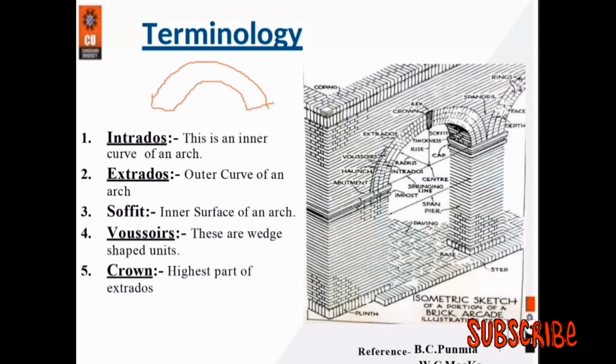These are wedge-shaped units, maybe bricks, maybe stones. With wedge shape, a proper arch is formed. These are called voussoirs. Number 5, crown. The highest part of the extrados, that is this point, is called crown.